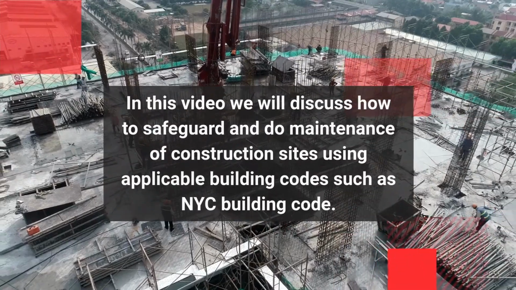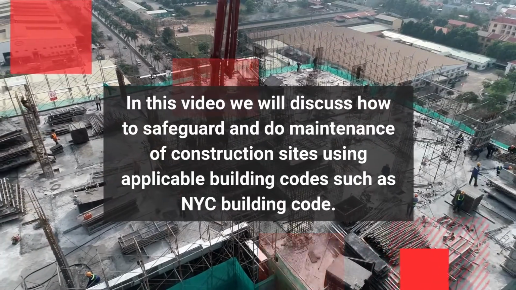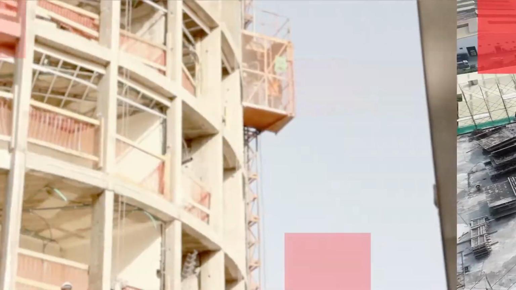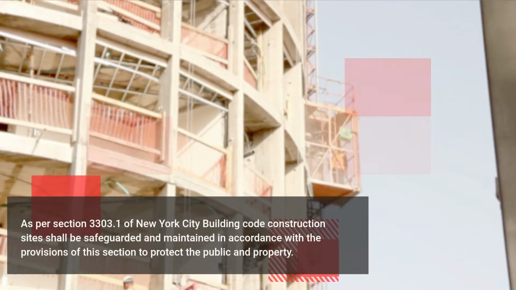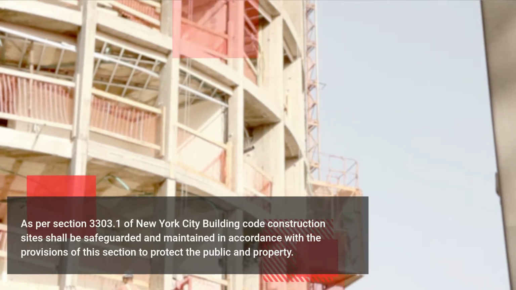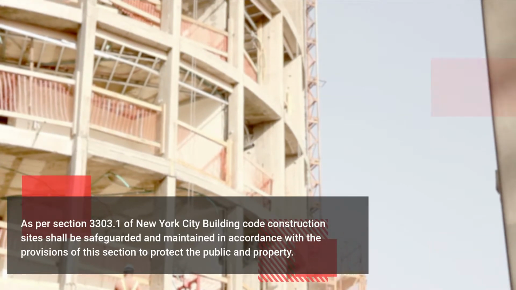In this video we will discuss how to safeguard and do maintenance of construction sites using applicable building codes such as NYC Building Code. As per Section 3303.1 of New York City Building Code, construction sites shall be safeguarded and maintained in accordance with the provisions of this section to protect the public and property.